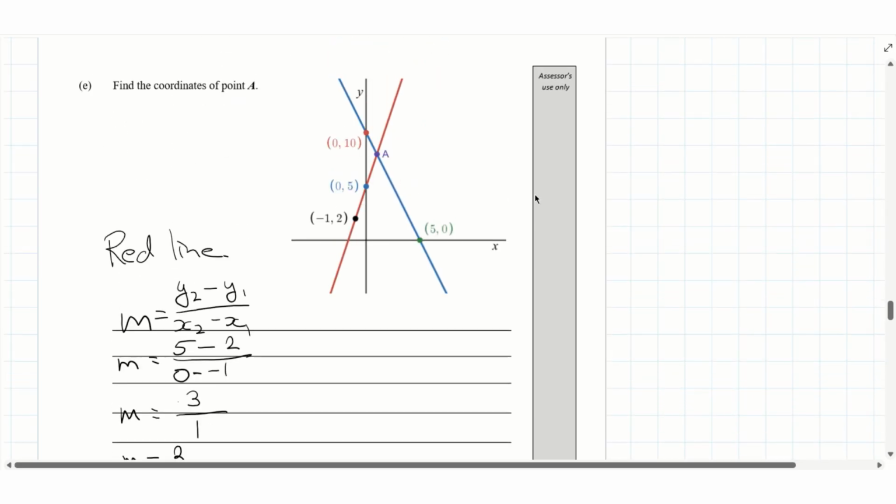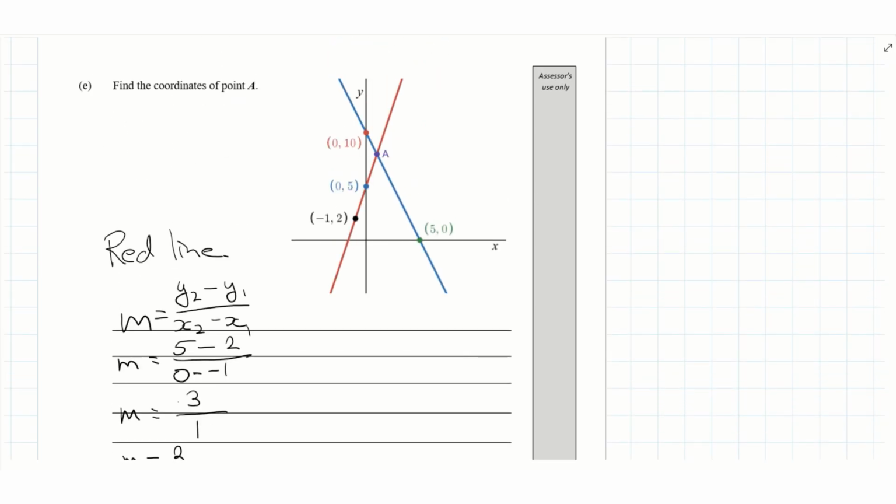I'm going to do exactly the same thing, but this time I'm going to write blue line. Yeah, my blue line is m equals, and I could write this formula out again, but I don't want to, so I won't. I need my first value. This is the first one, traveling from left to right.